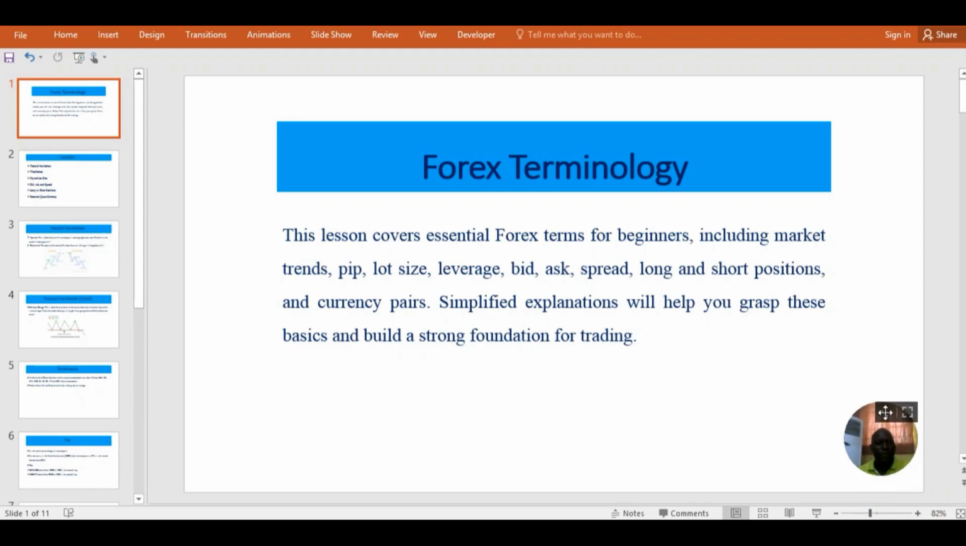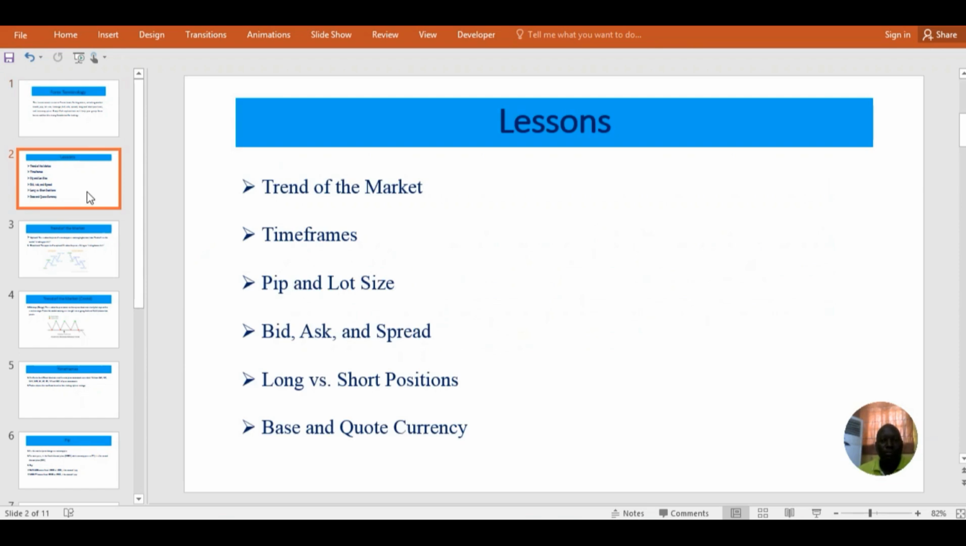In this particular video, I'm going to be discussing some key terminologies you need to be very conversant with in Forex. So basically, I'm going to be discussing the trend of the market, time frame, pip, lot size, bid and ask, spread, long versus short, base currency. Those are called currency, right?